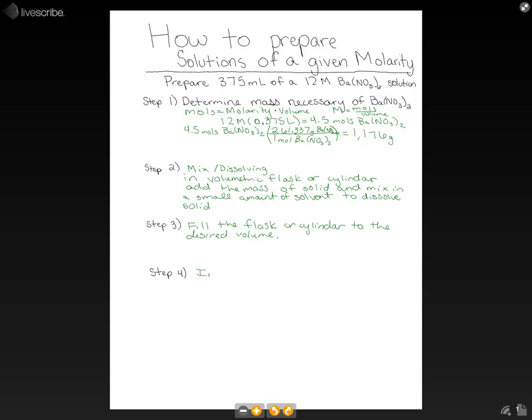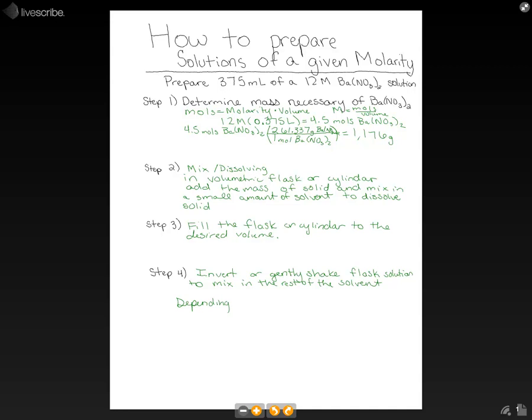Our last step is to invert or gently shake the flask solution to mix in the rest of the solvent. We might already have our solid dissolved, but you still want to make sure that it's uniform throughout.